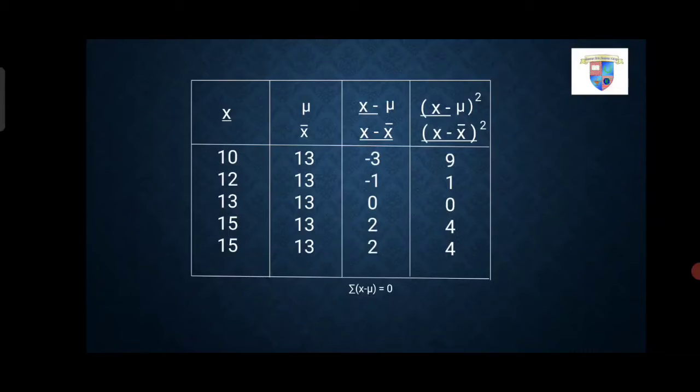So the summation of x minus mu is equal to 0, and the summation of x minus mu squared equals 18. In this column, you add 9 plus 1 plus 0 plus 4 plus 4 equals 18. So this is the result of our fourth column that we're going to connect in the next slide, the next solution.